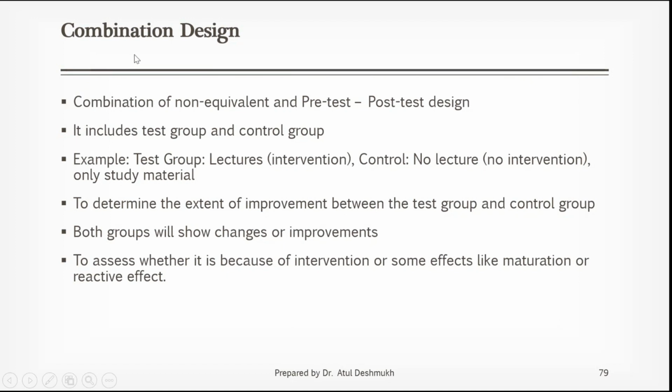So in combination design, we have a combination of the non-equivalent study design of quasi type and the pre-test post-test quasi-experimental study design. Here we have a test group or experimental group and a control group. In previous designs, we were not taking a control group. That was optional. Here we are taking the control group.